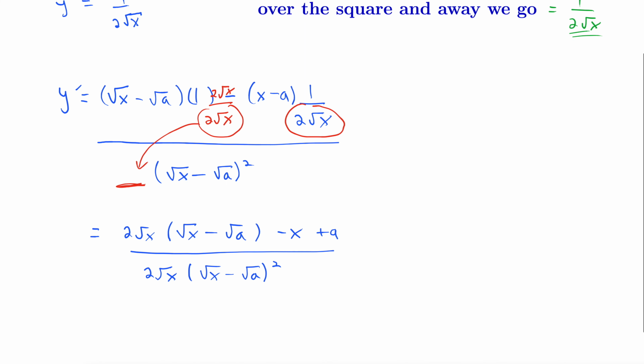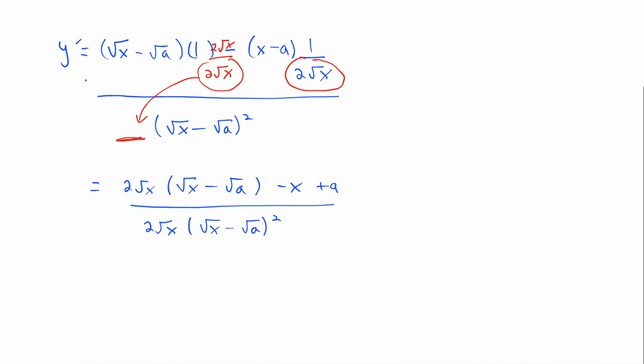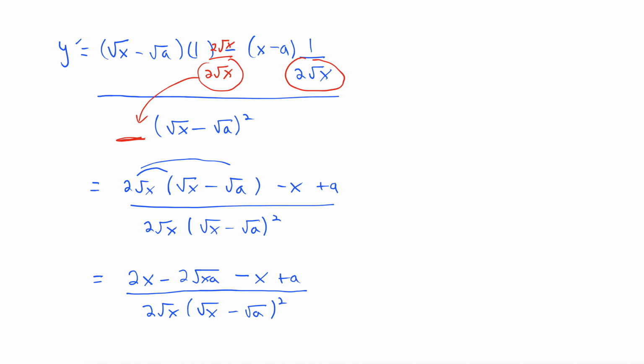Okay, next I'm going to distribute this 2 rad x through to both of those terms. So that gives us 2x minus 2 rad x times a, inside the radical, minus x plus a, all over that same denominator, 2 rad x times a quantity, rad x minus rad a squared. Well, we can simplify this numerator. We have 2x minus x, so that leaves us with x minus 2 rad xa plus a, again over the same denominator.